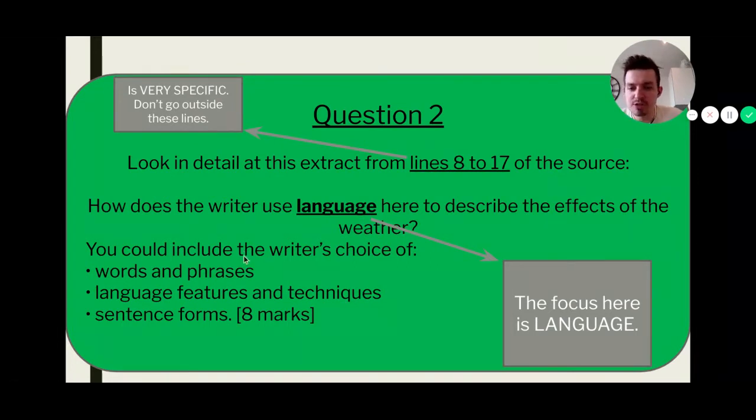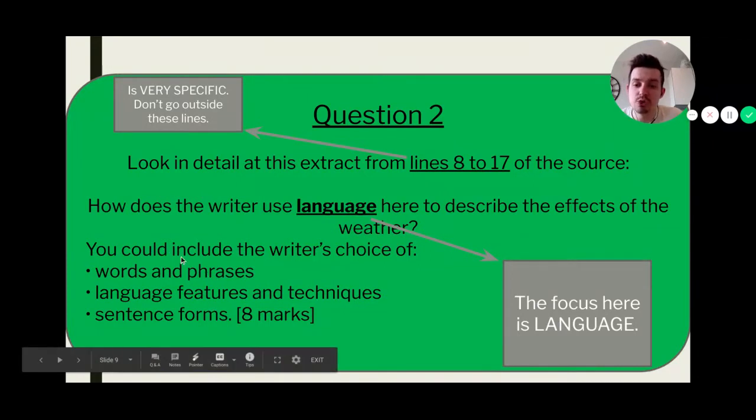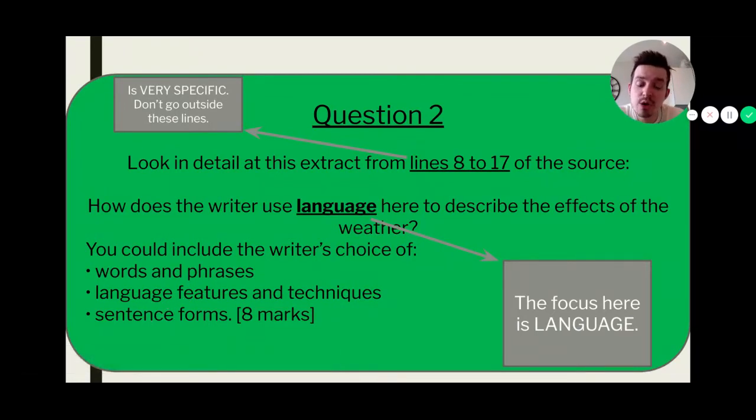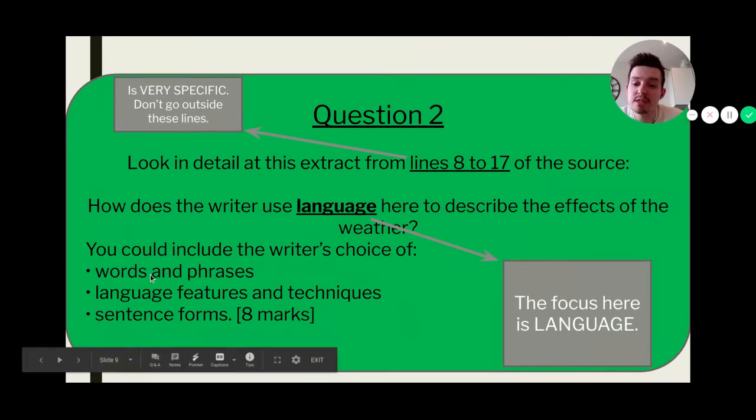You will notice at the bottom of this question are 3 bullet points. You could include the writer's choice of words and phrases, language features and techniques, and sentence forms. What I would say is if you see this on the exam paper, cross this out. This is actually, I find, more of a hindrance than it is useful. Because what students tend to do is they write 1 paragraph about words and phrases, 1 paragraph about language features, and 1 paragraph about sentence forms. That will not help you score the marks that you need to do. Your analysis needs to be intertwined between these ideas rather than 1 paragraph on each. So ignore what you've got here.